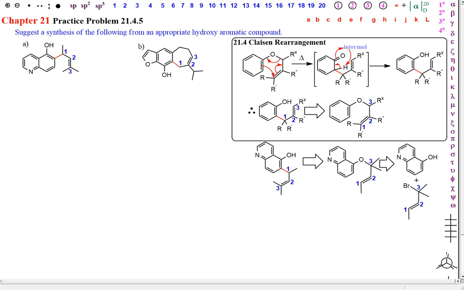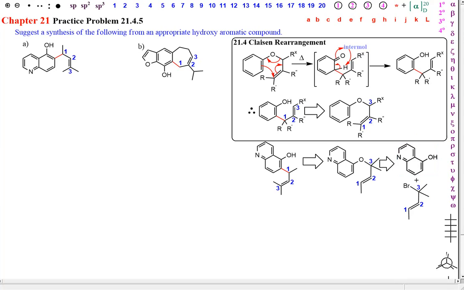With the wording of the question, as long as you have a hydroxy aromatic compound, you don't have to go back further from that. That is a hydroxy aromatic compound. Most of our retros don't let us start with alkyl halides, typically alcohols, but it doesn't say anything about that up here. So I think we're good to go.